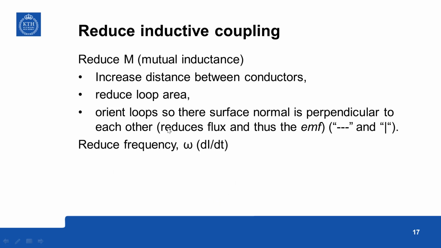Then, magnetic coupling is a directional phenomenon. So you can orient the loops in such a way that one loop surface is normal to the other one. When the loops are orthogonal to each other, you have less coupling also. Then of course you can reduce the frequency omega. All these techniques can be used for reducing the inductive coupling.